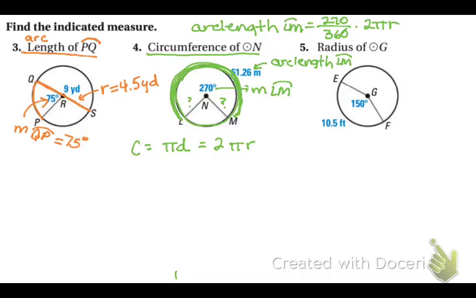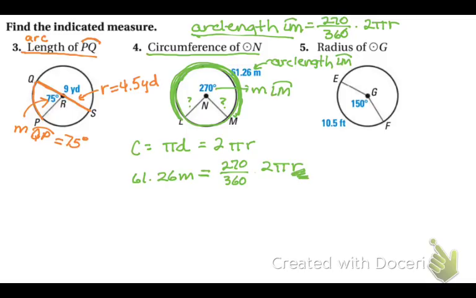Except we know our arc length of LM, so I'm going to rewrite this equation down here so we can look at it. Our arc length of LM is equal to 61.26 meters, and that is going to be equal to 270 divided by 360 times 2 pi r. So now we need to solve for that r. There are obviously a number of ways you can do this. I'll just do it the way I did it.